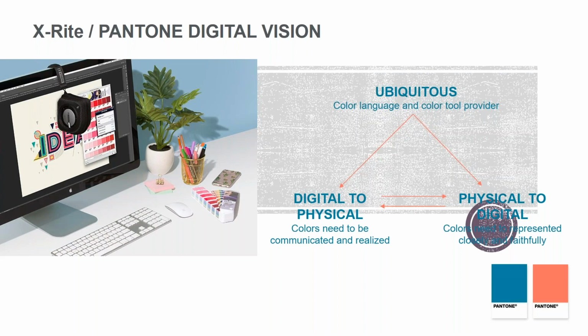So then connectivity, how do we bring all this together? Well, you've got one color language, right? So you start with the spectral curve at the inspiration stage and go all the way through to the final delivery, physical to digital, digital to physical. So all this digital information is really the guiding light for the physical process all the way through those 5 stages.